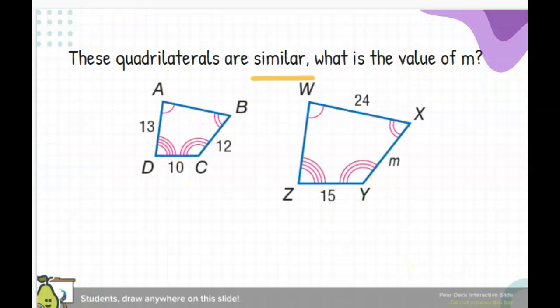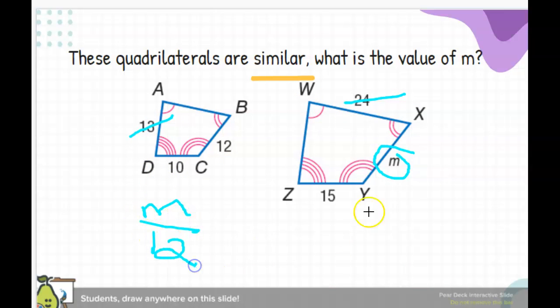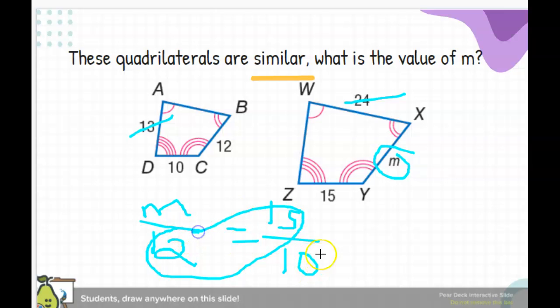This next one, the quadrilaterals are similar, so there's a bunch of stuff that we can get rid of. I like to use my easier numbers. I'm looking for M, so I'm going to get rid of these numbers here. So really all I need is M over 12 is equal to 15 over 10, and then we would cross multiply, and then we would divide. When I do 15 times 12, I would get 180, and then 180 divided by 10 gets me 18. So my M would be 18.